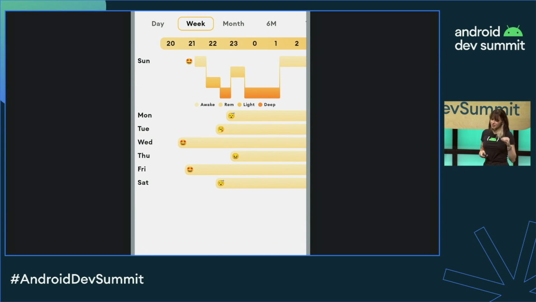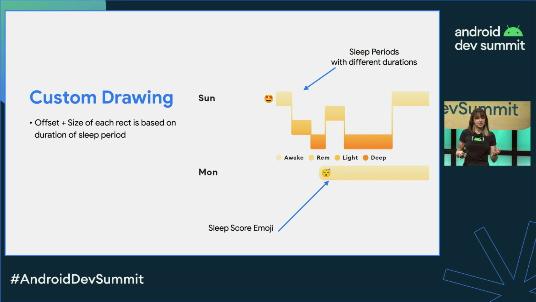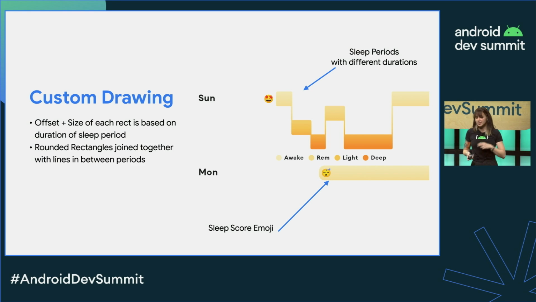The sleep bar currently is drawn as a rounded rectangle with color, but to match our designs, we need its initial state to actually have an emoji representing the sleep score, and the expanded state to show a bit more info. Looking at the expanded state design, the offset and the size of each rectangle is based on the duration of sleep. The sleep periods are connected together with lines, and there is a gradient representing different sleep periods.